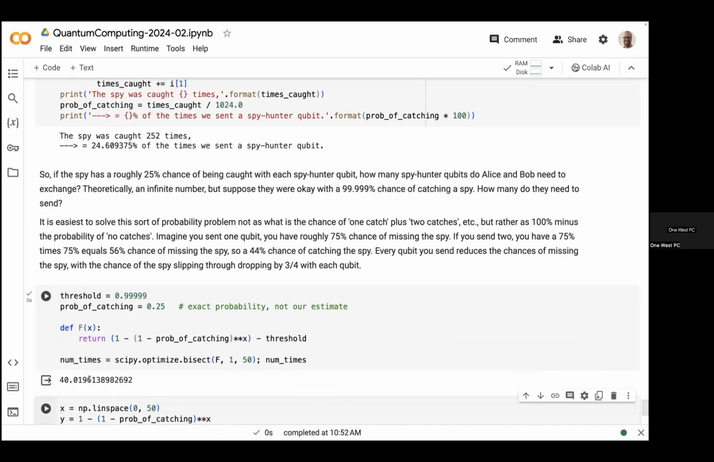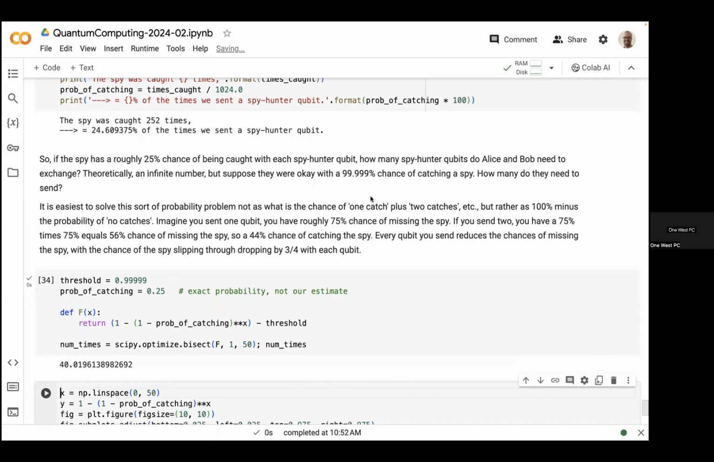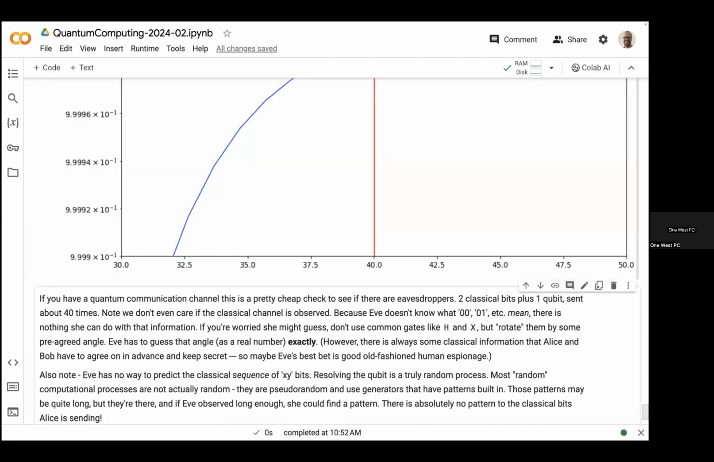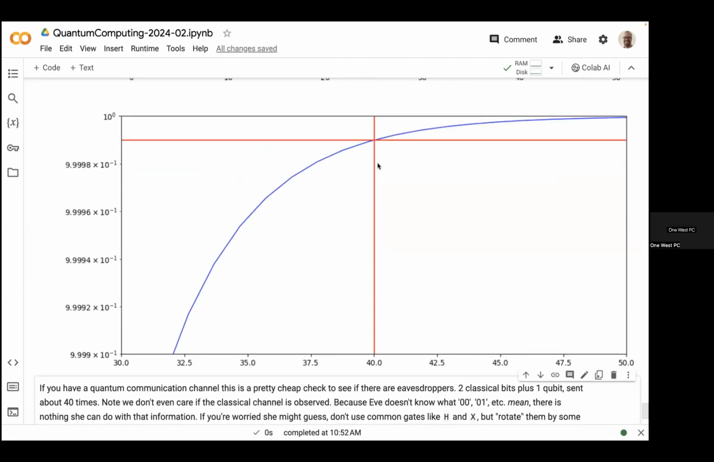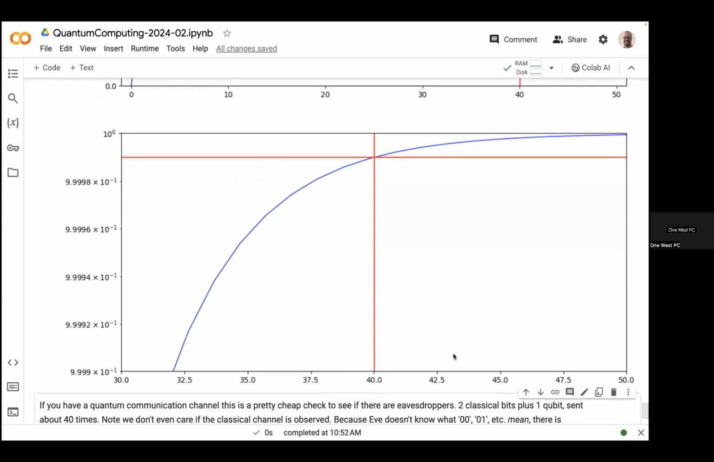If they have 40 spy sniffers, then they have a 1 in 100,000, 1 in a million chance of getting through, right? So you just have to decide what you want, and you can see how that probability scales as you keep adding qubits. If you go to 50, you get another decade, basically, of probability in your favor.